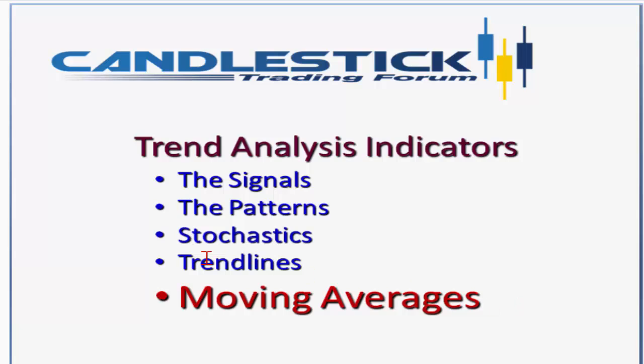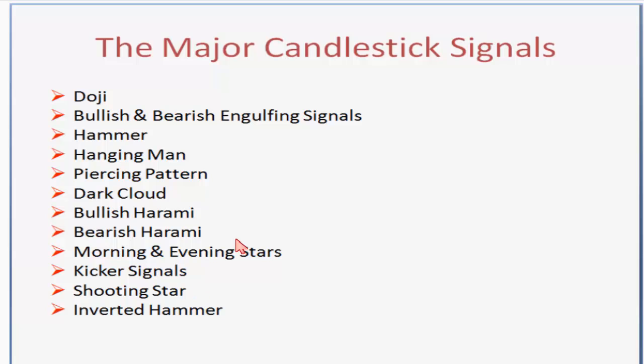On top of that, you can use every other indicator that everybody else uses, whether it's trend lines, moving averages, Fibonacci numbers, anything that everybody else is watching. Candlestick investors have a very big advantage because they can see what signals are occurring at those levels.